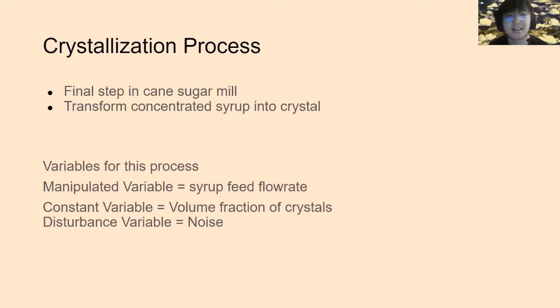The constant variable is the volume fraction of crystals, because the process after this will be the formation of crystals, and a specific size will be required in producing such crystals. And for the disturbance variable, the disturbance here will be noise, and this can affect the crystallization phenomena as it could affect the crystal growth.